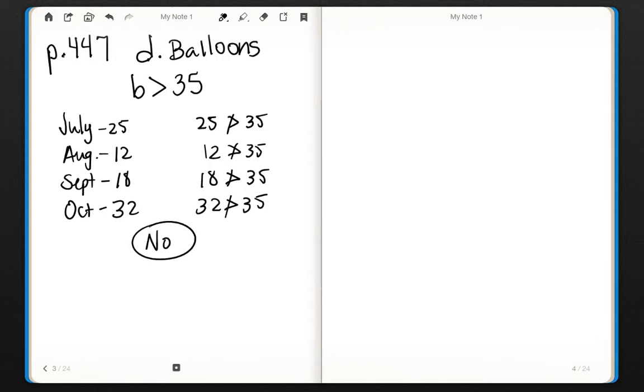So, does she get a free half day off? No. She didn't do more than 35. So she'd have to have sold at least 36 for her to be able to get it, and she didn't. So it didn't work out for her.